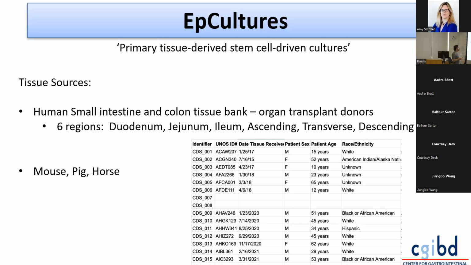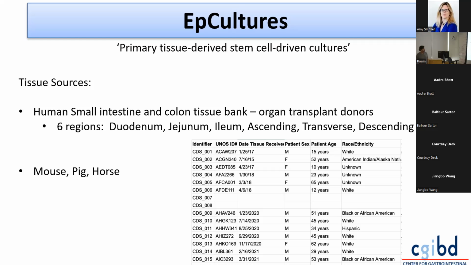And where this comes from is we get organ transplant donor tissue from Honor Bridge, otherwise known as Carolina Donor Services. And since the intestine is really not transplanted, we get that as a research organ. It's very fresh, and we isolate stem cells from 6 regions along the proximal distal axis: duodenum, jejunum, ileum, ascending, transverse, and descending colon. And we have an essentially indefinite supply of stem cells in liquid nitrogen that you can tap into.